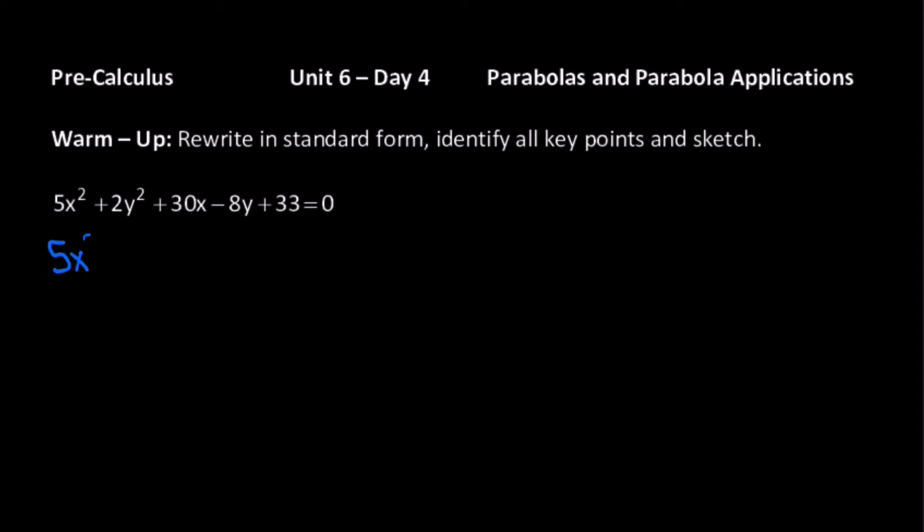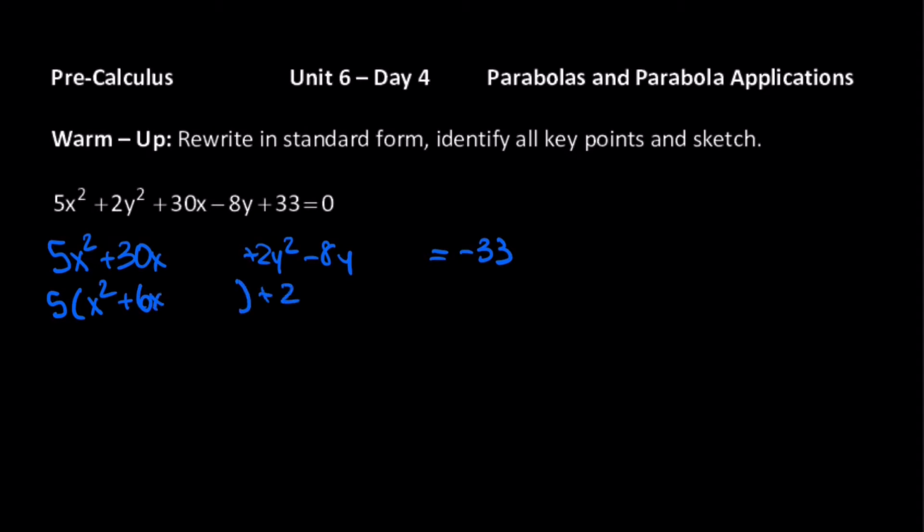Group our x's. Group our y's. And move the constant term to the other side. I'll subtract that over. Next, I need to take out a GCF. So with the x's, I'll take out a 5. That leaves me with x squared plus 6x. With the y's, I take out a 2. That leaves me with y squared minus 4y. And that equals negative 33.